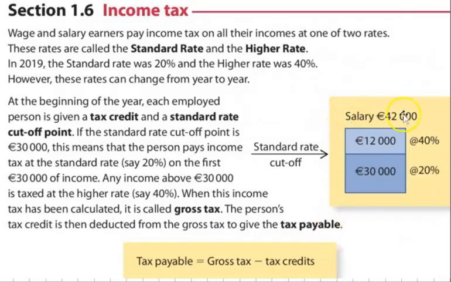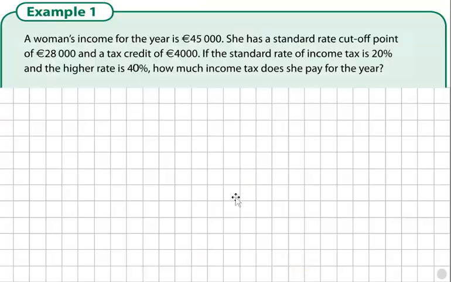So let's say there's a salary of €42,000. The standard rate cut-off point is €30,000, so it would be this line here. So the first €30,000 is taxed at 20%, and the remainder, 42,000 minus 30,000, leaves us with 12,000. So the remainder, 12,000, is taxed at 40% in this particular example. So tax payable is equal to gross tax minus tax credits.